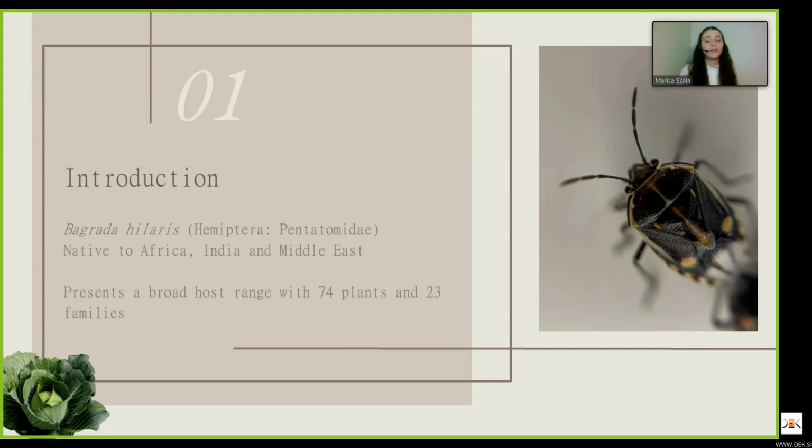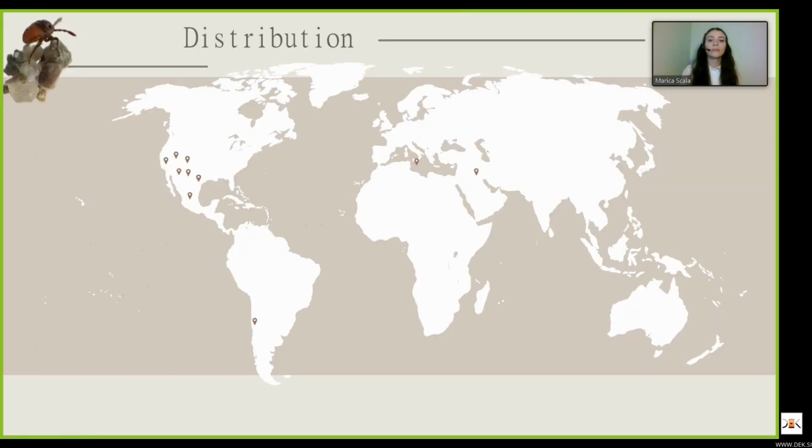And when in the presence of optimal conditions, it is able to accomplish 10 generations per year. As an invasive species, we can find Bagrada hilaris in Italy, specifically on Pantelleria Island, where it attacks caper plants, and in North America, where it's becoming a major pest of Brassica crops. In these places, the production of organic crops has become extremely difficult because there are no effective biological control or non-chemical solutions.